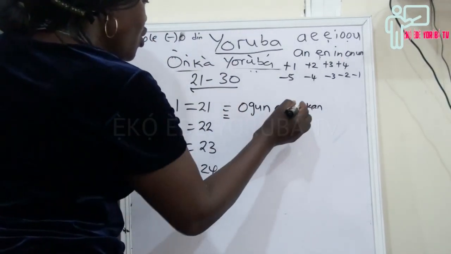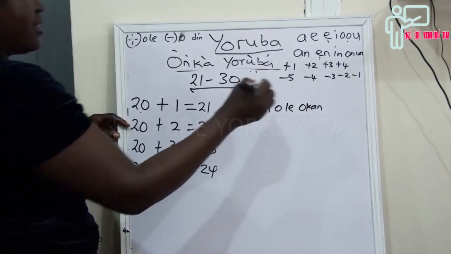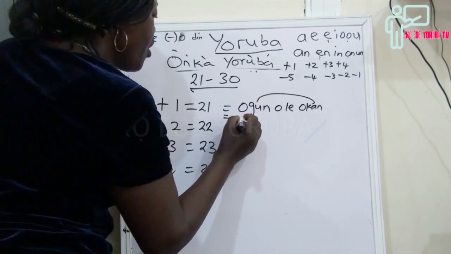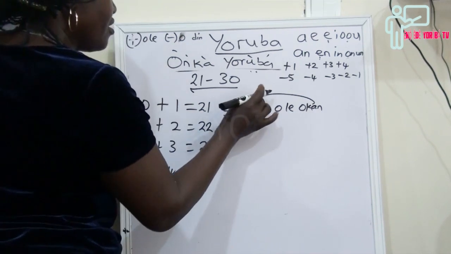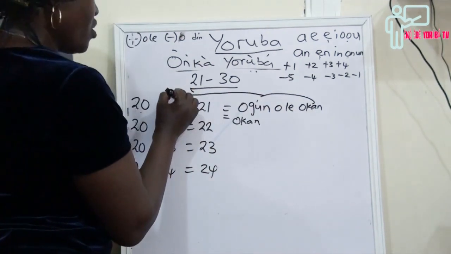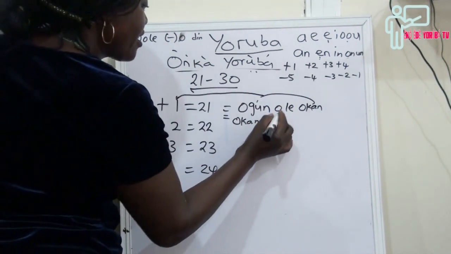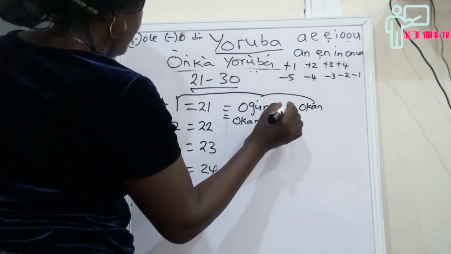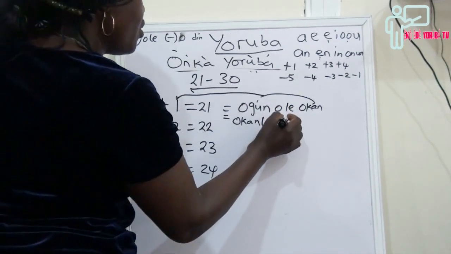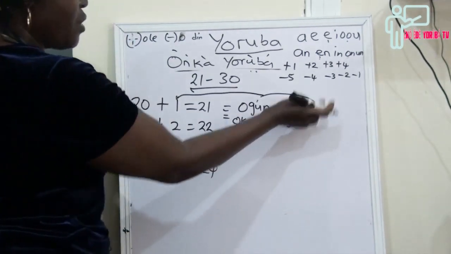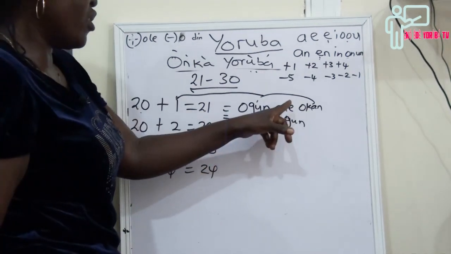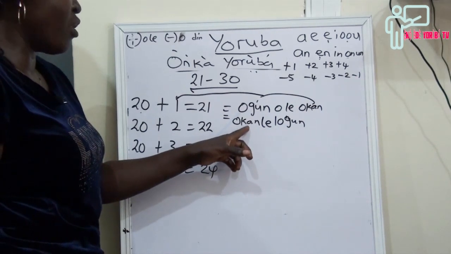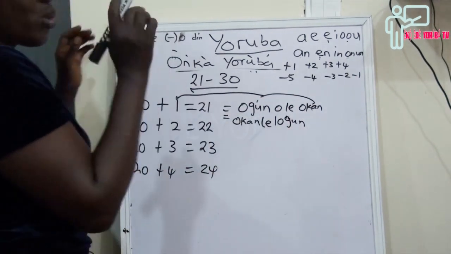Ọ̀kànlélógún. So now I told you that it's from the back. You see it now, it will now be ọ̀kan. That is ọ̀kan. This one ọ̀kan ó lé, that is ọ̀kànlélógún. And this is lógún. You see it now from the back. Ọ̀kànlélógún. We call it 21.